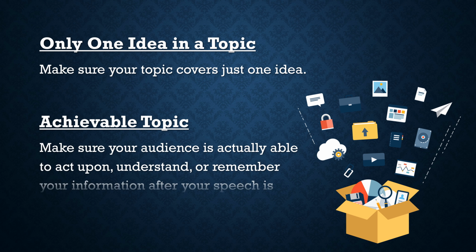Achievable topic. Make sure your audience is actually able to act upon, understand, or remember your information about your speech after it's over. For example, if you give a speech on how to drive a car, your audience will not be able to drive a car instantly. However, the topic how to buy a car is achievable since your listeners would be able to use this information.